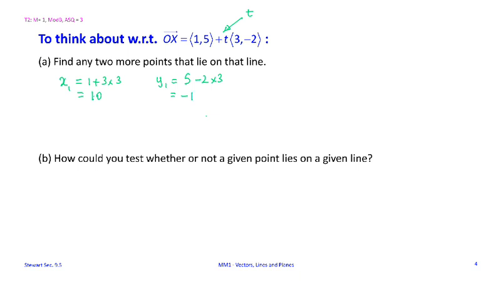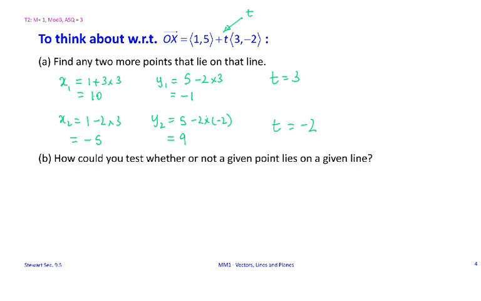Okay, and if we take another value of t, so this was t equals 3, why don't we take t equals minus 2? We have 1 minus 2 times 3, so we've got minus 5, and 5 minus 2 times minus 2, so it's actually going to be 9. So (-5, 9).